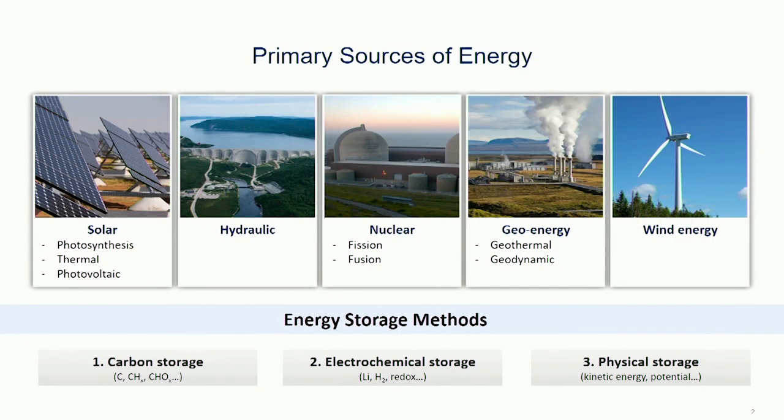You have solar, hydroelectric. You have nuclear, like fission and fusion. You have geoenergy and wind energy. However, for energy storage methods, we divide into three methods: carbon storage, electrochemical storage like lithium, hydrogen, and redox flow, and physical storage. We have kinetic energy, potential energy, and also compressed air. You're going to see a presentation on compressed air today.